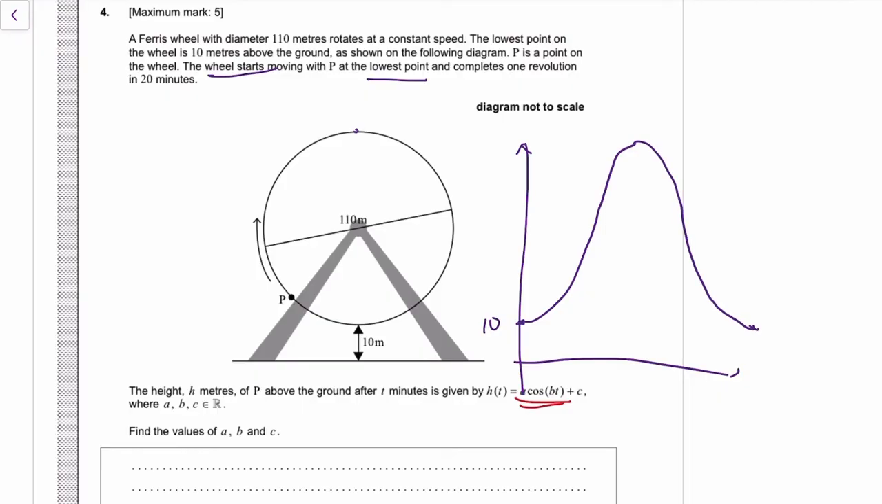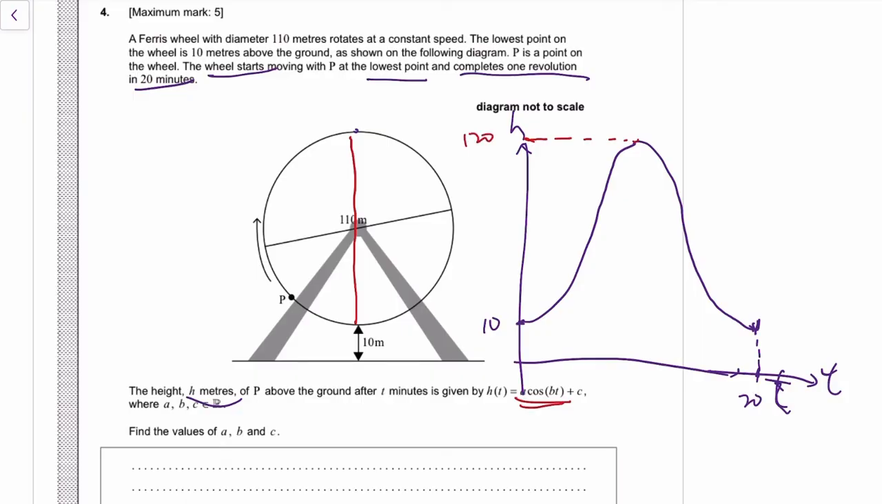So the height of the wheel follows a cosine graph. This cosine graph has a period of 20 minutes because it takes 20 minutes to complete one cycle. So this is 20. It should be fairly obvious what the maximum height is, because it has a diameter of 110 plus the 10 meters on the ground, so 120.